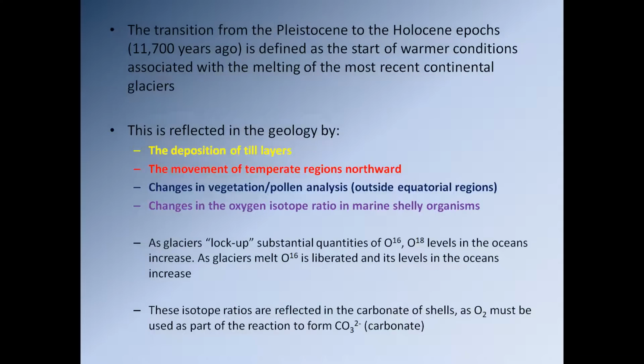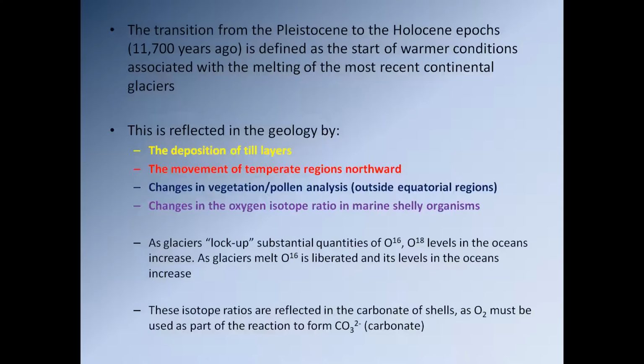Okay, so the transition from the Pliocene to the Holocene occurs around 12,000 years ago, and it's defined by the start of warmer conditions associated with the melting of the most recent continental glaciers. That's the period we refer to as the Ice Age. So essentially 12,000 years ago, we see the last Ice Age ending. We see this change from icehouse conditions to essentially higher temperature conditions being marked out by the deposition of till layers.